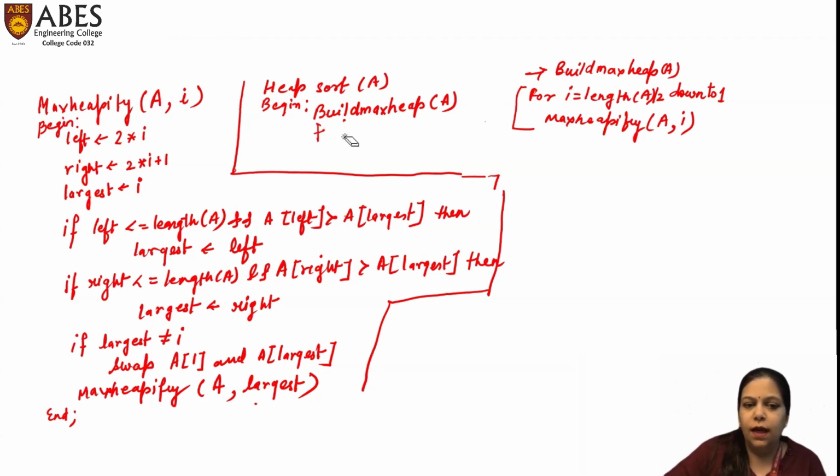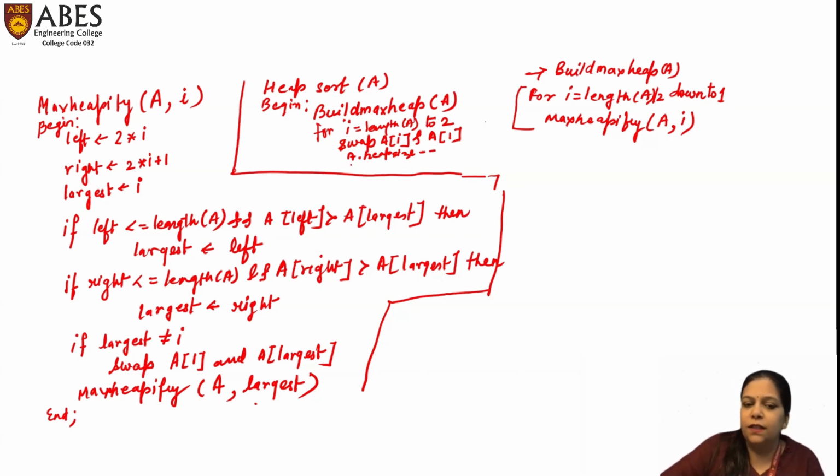So for this, we can say: for I taking the value from length A down to 2, because the last node need not be swapped, we have to swap A of I, that is the last node, with A of 1, which is going to be the root node, right? And afterwards, we have to reduce the size. If the size is given by A dot heap size, then we have to reduce it.